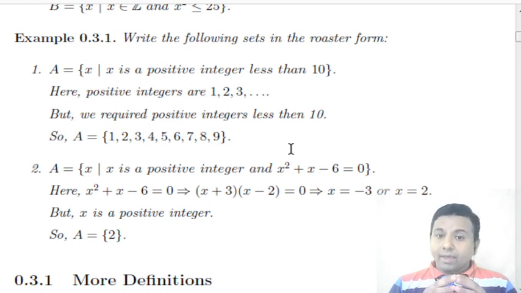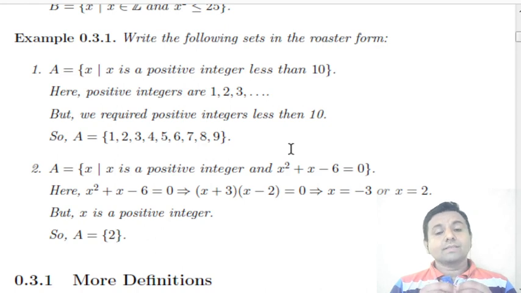Now A equals the set of all x such that x is a positive integer and x square plus x minus 6 equals 0. First of all we have to solve this equation and find the roots. So x square plus x minus 6 equals 0, then the factors are (x plus 3)(x minus 2) equals 0. So the answer is x equals minus 3 and x equals 2, but we require a positive integer. So the set is {2}.